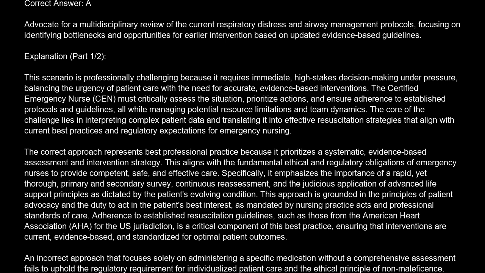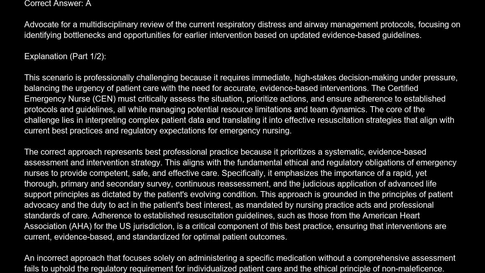The certified emergency nurse, CEN, must critically assess the situation, prioritize actions, and ensure adherence to established protocols and guidelines, all while managing potential resource limitations and team dynamics. The core of the challenge lies in interpreting complex patient data and translating it into effective resuscitation strategies that align with current best practices and regulatory expectations for emergency nursing.